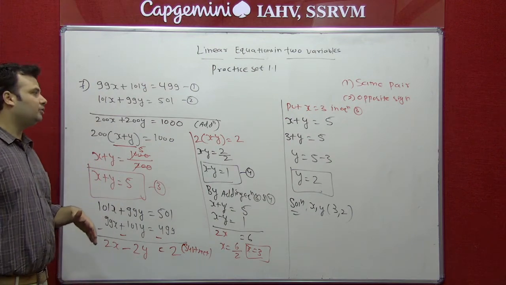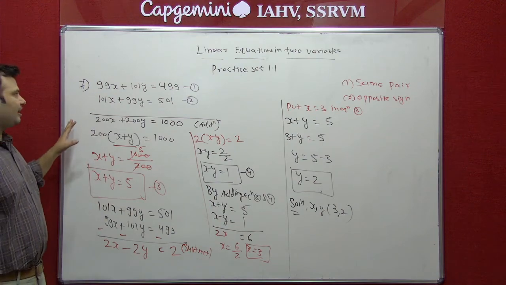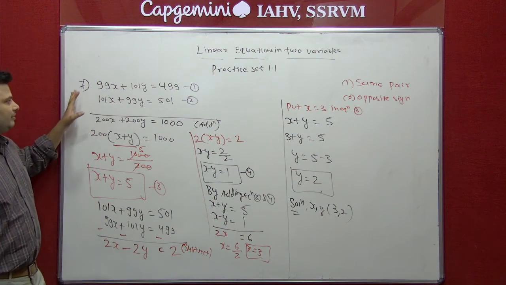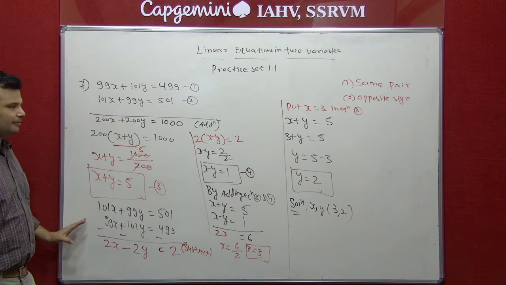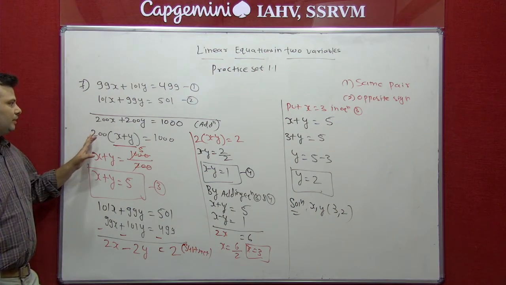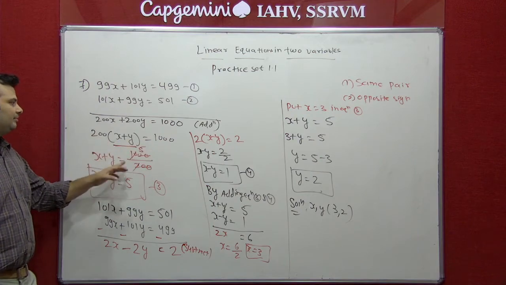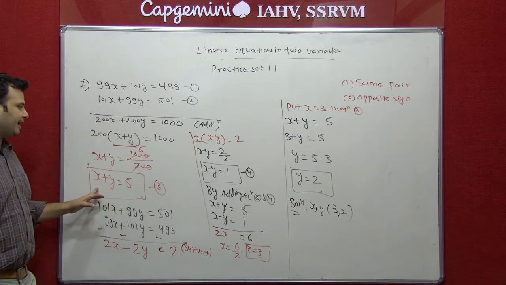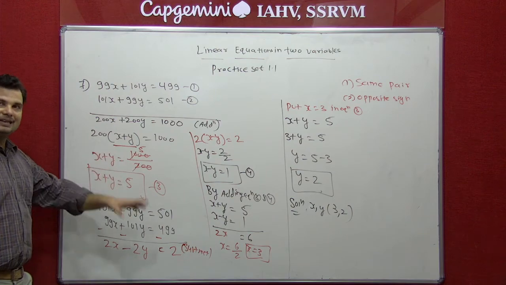So student, whenever you see the diagonal relation, first we have to add, then we have to subtract. Whenever we add, here 200 is common. So x plus y, this side multiply, it becomes divide. So first part we are getting x plus y equal to 5, and next thing we have to subtract.